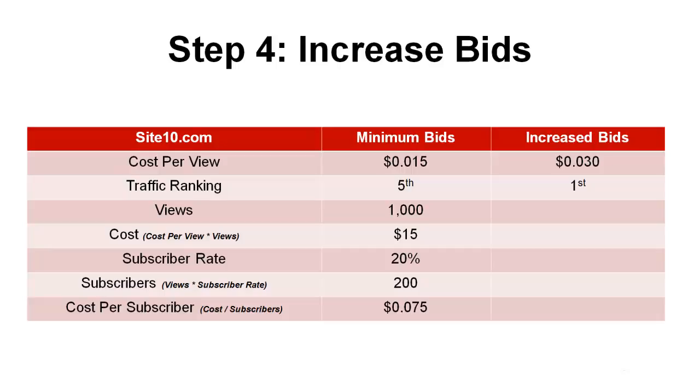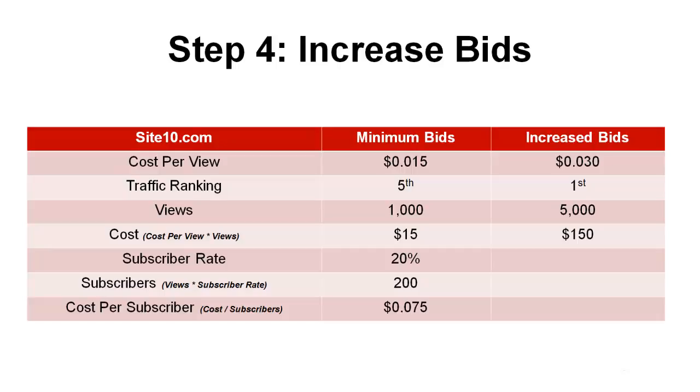Now, to get more traffic, an easy way is simply to increase our bids to get a higher ranking position. So let's pretend we increase the bid to 3 cents for the first position. With the higher rank, let's pretend we get 5 times more traffic. We'll have generated 5,000 views in 10 days, and that will have cost us $150. At a 20% opt-in rate, we have generated 1,000 subscribers.